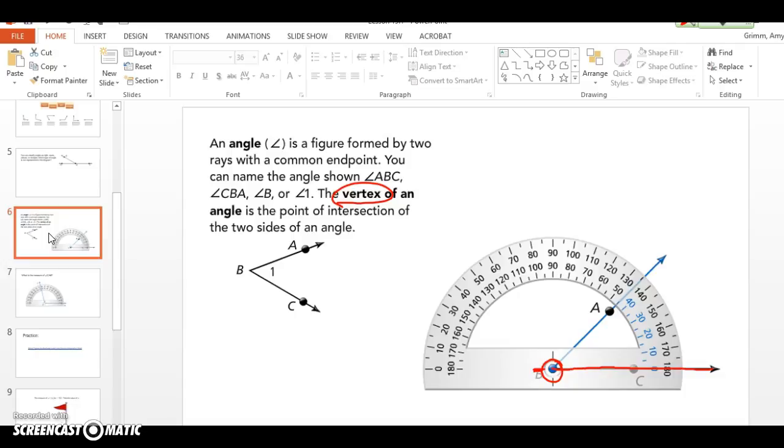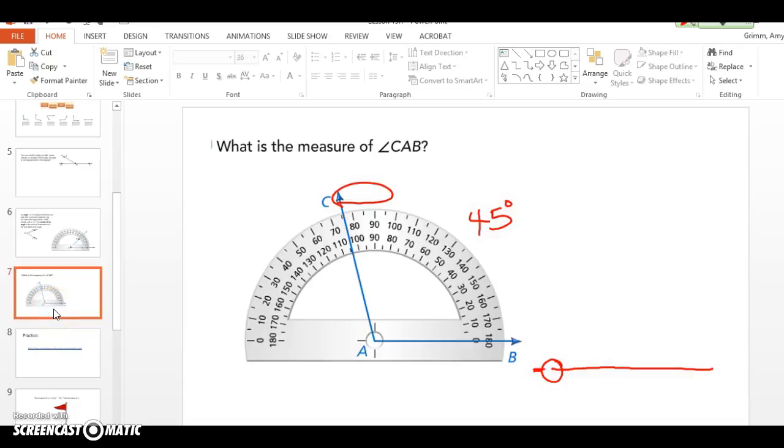Oh, wait, we didn't put it. So this one would be 45 degrees. All right, let's look at the next one. What would the measure of this angle be?